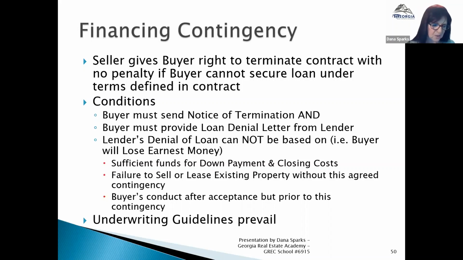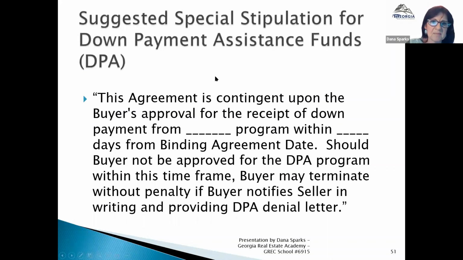So if the buyer goes and buys stuff on credit or sells a car or buys a car or something like that, that is buyer's conduct after acceptance date, but prior to closing date. If that throws off their credit scores or their debt to income ratio to where a lender no longer is going to finance them, unfortunately, they're not going to get the loan. They're going to terminate the contract, but they will also lose their earnest money.